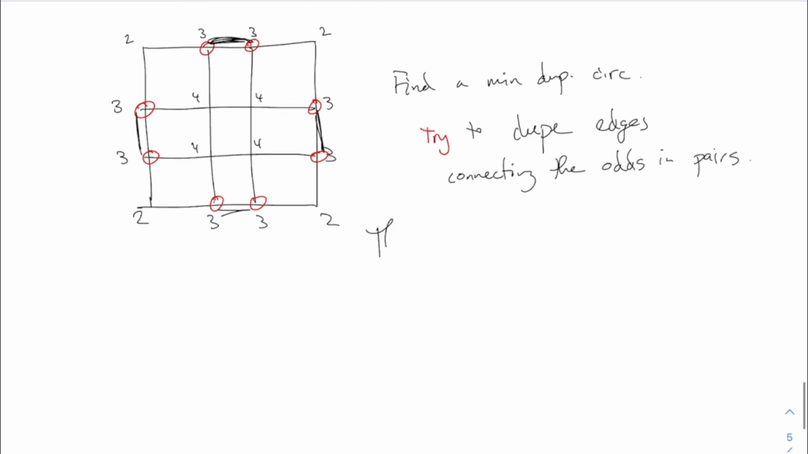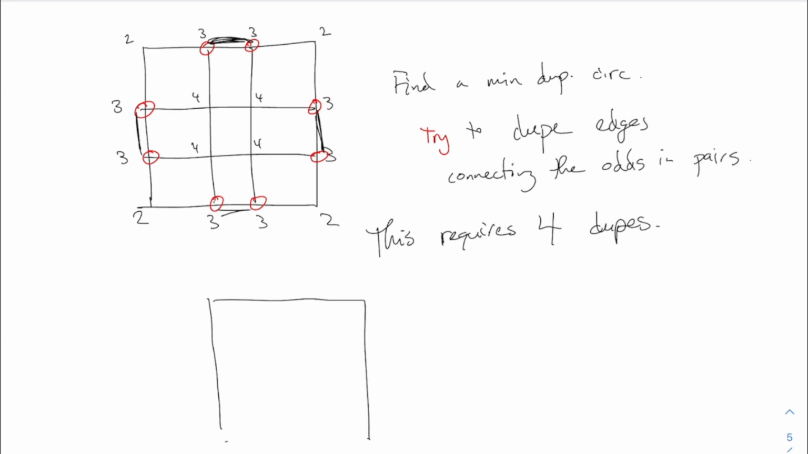So in this example, this requires 4 dupes, right? And it is the ones in the middle, on the top and on the bottom and on the 2 sides. All right? Can we actually draw it? This one is maybe a bit of a pain to draw, but I'm going to try.